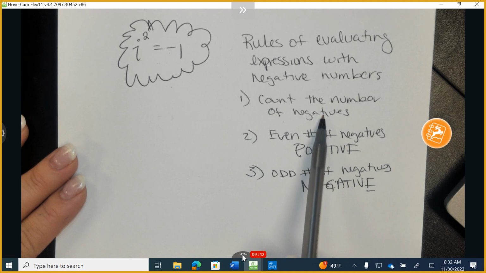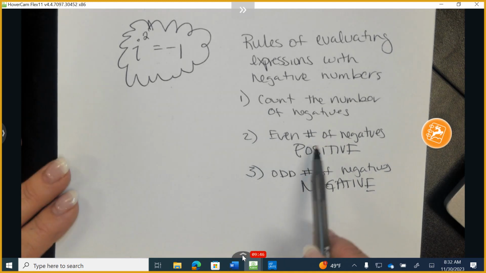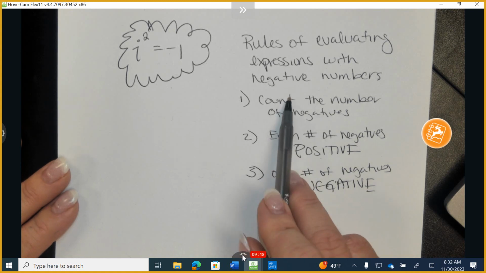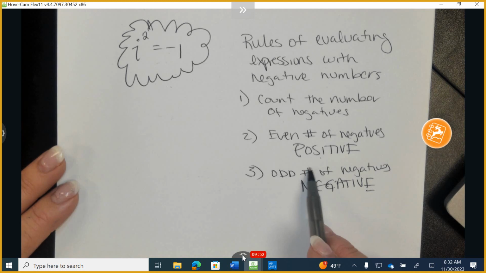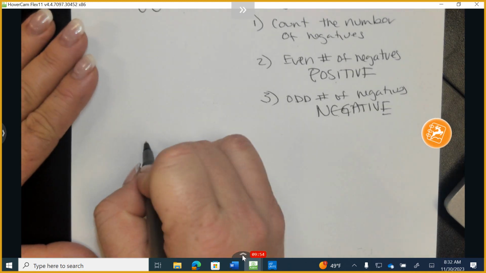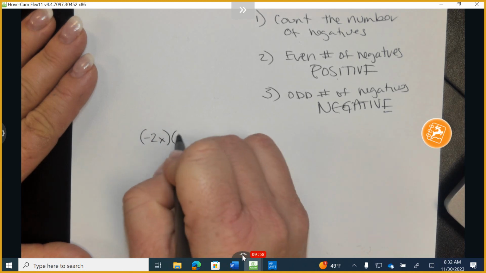You're going to count the number of negatives, and if it's an even number, 2, 4, 6, 8, and so on, your final answer is positive. When you count the number of negatives, if there's 1 negative, 3, 5, 7, and so on, your final answer is negative.